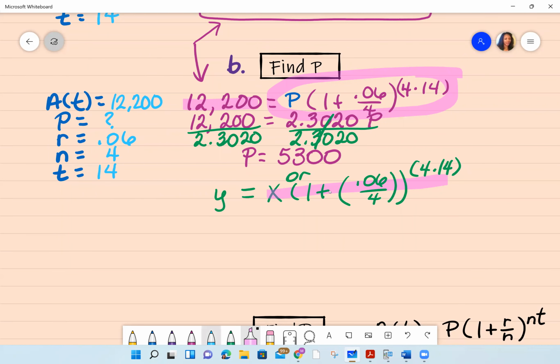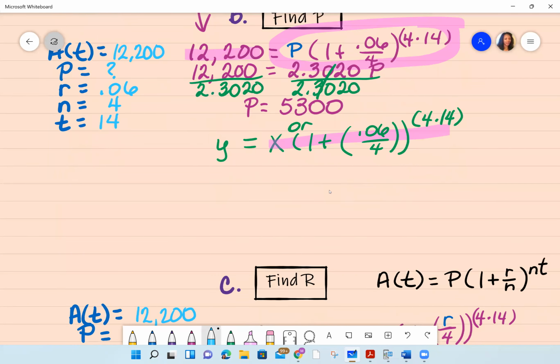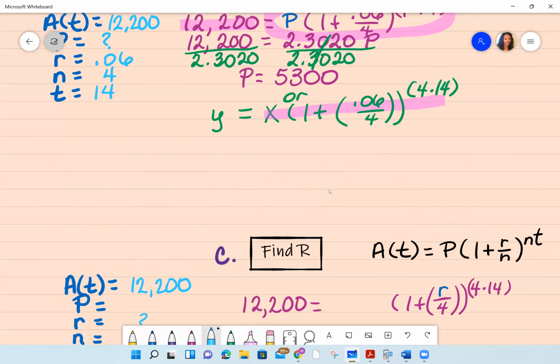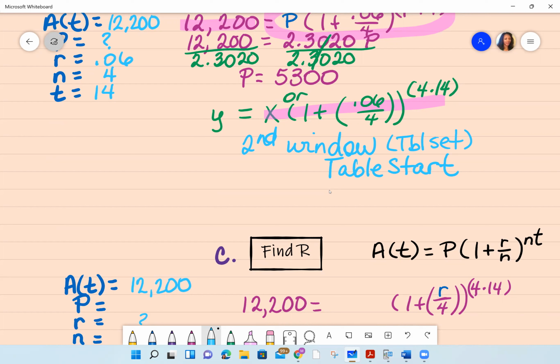So let me go ahead and write down, well, I already did that. I wrote down those steps. So again, what you did is you went to your y equals, you typed in, instead of a P, you used the X variable. And then you also have to go to second window if you need to adjust your table start, which is really your table set, I think it's called. And then you can change your table start to whatever number you want. Do not change any other settings, just the table start.